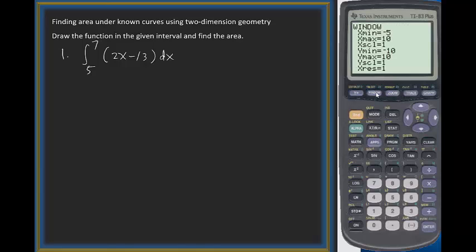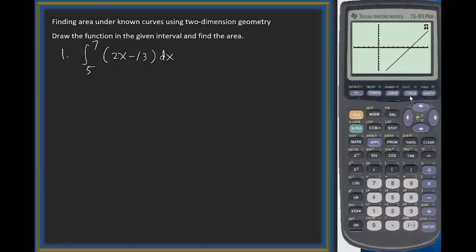Window you can set up. I have taken negative 5 to 10, but if you take 5 to 7 it is still fine. So look at the graph. This is the graph going like this. Now we see an intersection in here, so we need to determine that intersection.